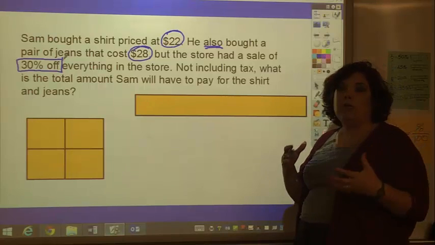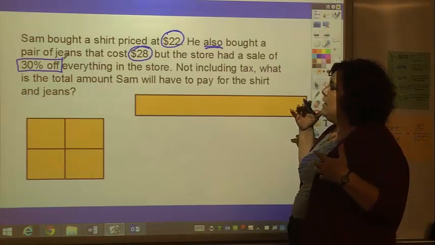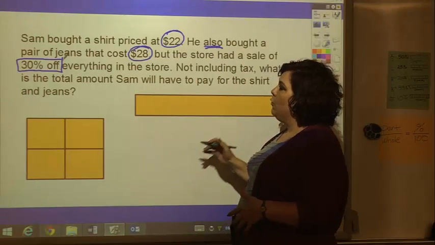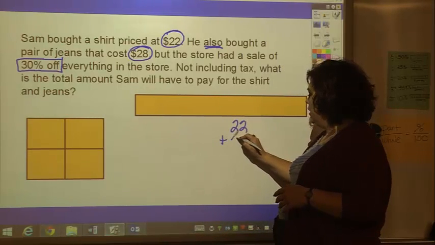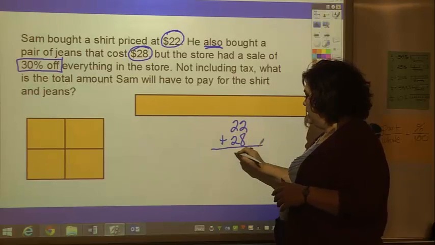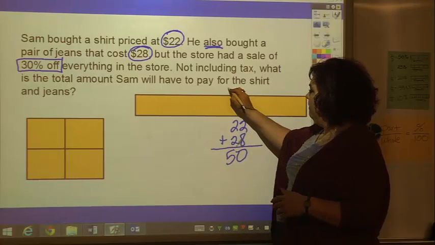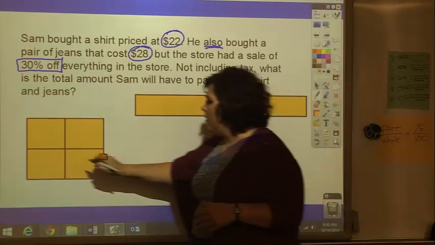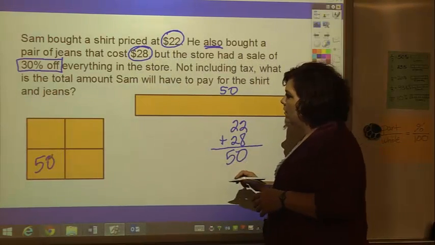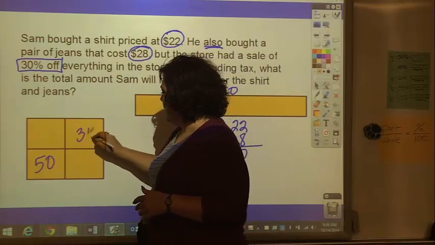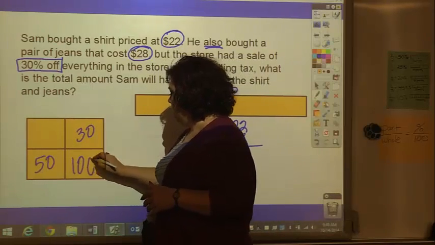Well, what is the total amount that is for the clothes before the discount? So I've got to add those up. 22 plus 28. And so that gives me $50. So $50 is my whole. That is my whole. And my percent off is 30% out of 100.